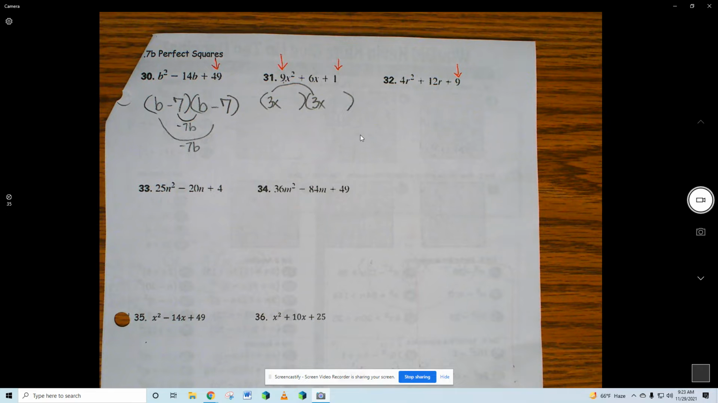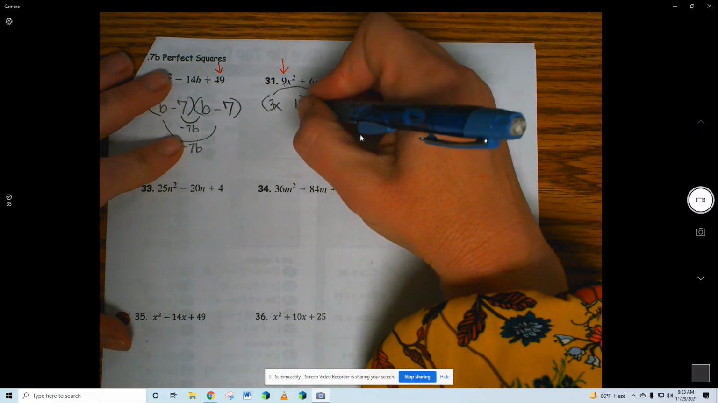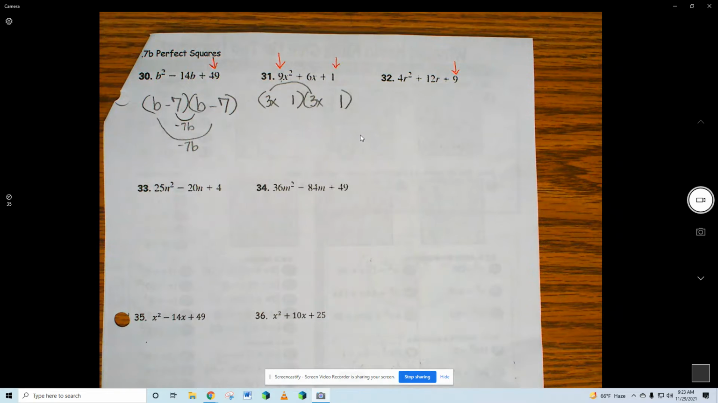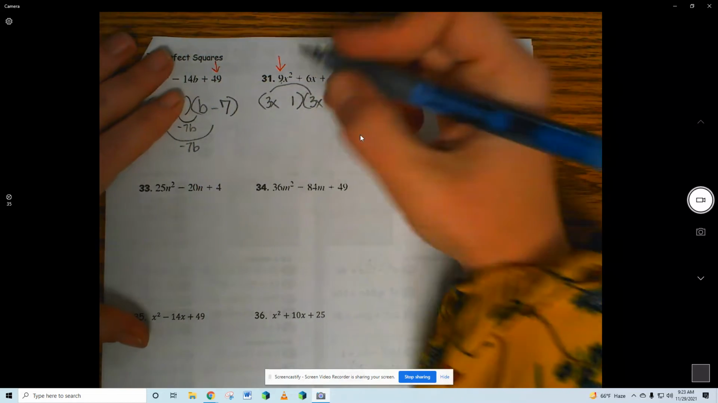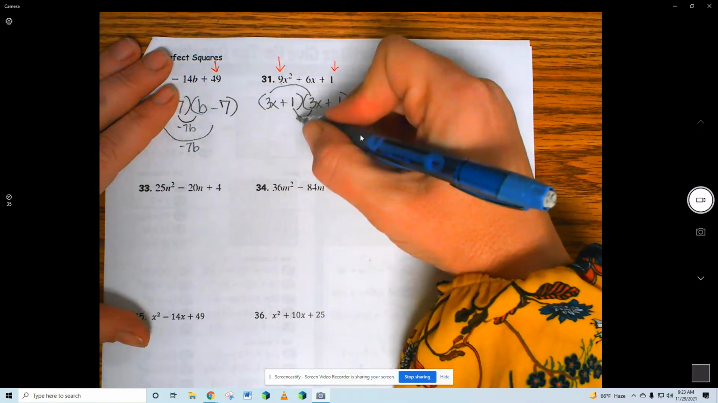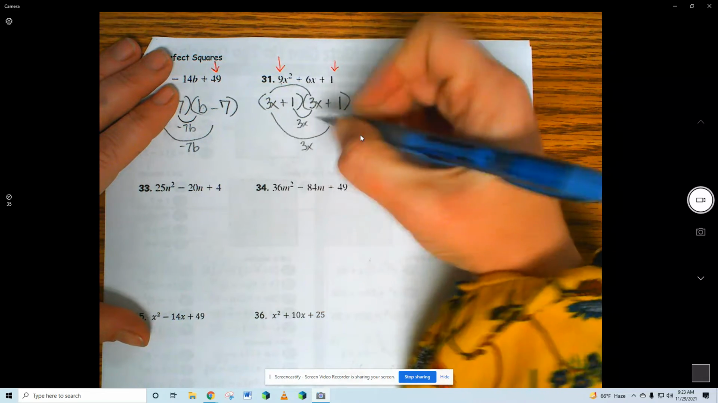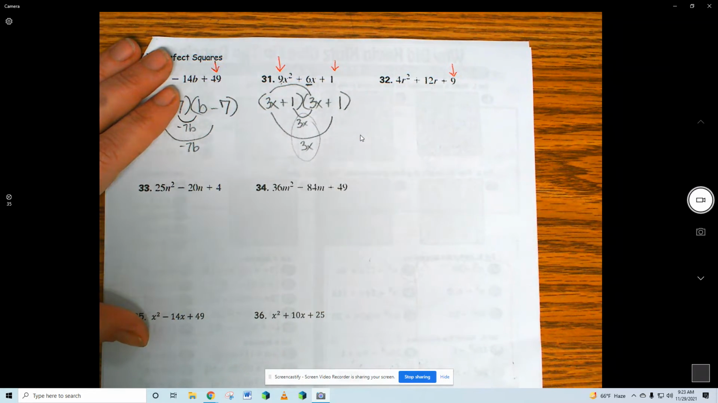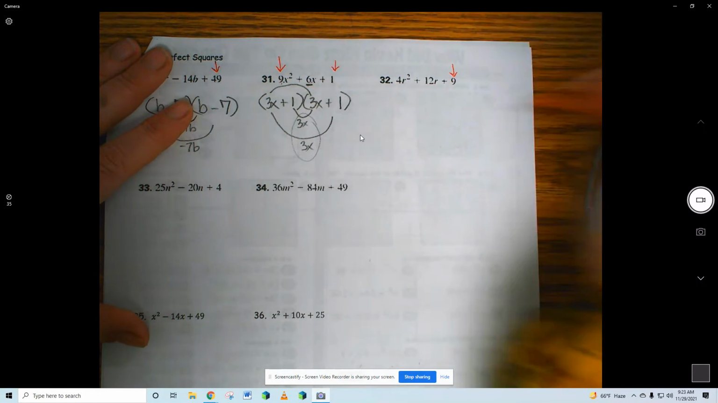What multiplies to make 1? Take the easiest. What multiplies to make 1? 1 and 1. Signs. There's no negative in this math problem at all. There's not going to be a negative in my answer either. Plus, plus. And you could check it. Positive 3x, positive 3x. Yeah, that makes 6, the 6 right here in the middle. Yeah, that's good. Okay. Ooh, 2 perfect squares on 32.